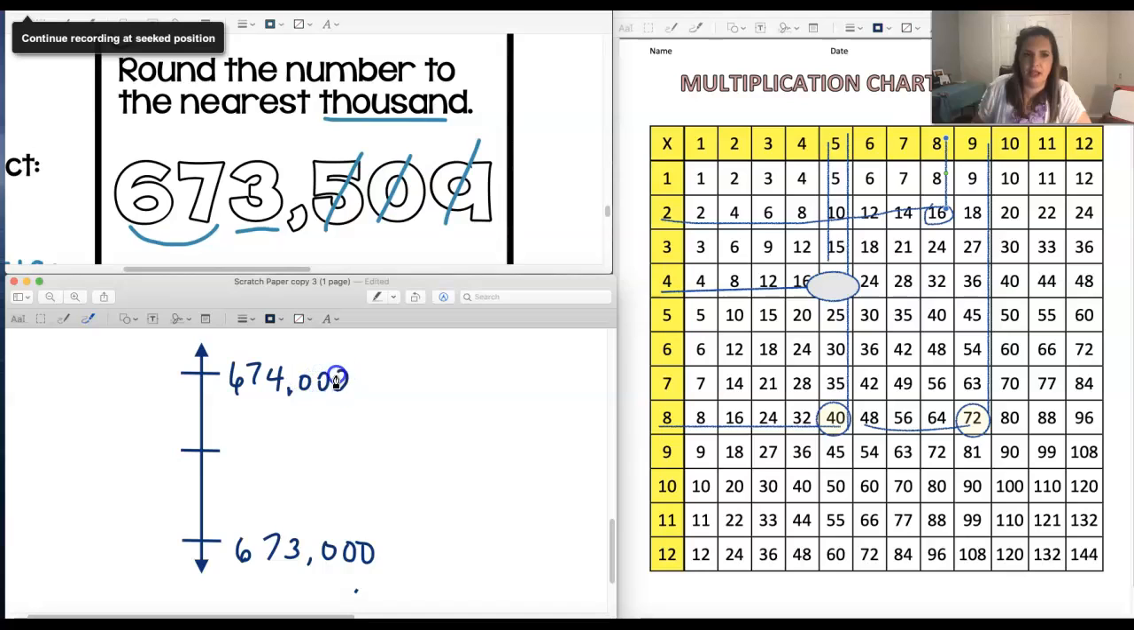Then I need to find my midpoint, or the number in the middle. Well, what would be between 3,000 and 4,000? One trick to figuring this out is you take the first part of the number you had, 673,000, and then the very next digit will become a 5. 673,500, because halfway between 3,000 and 4,000 is 3,500. Now that I have my numbers, I have to find out if this number is at or above my midpoint or below.